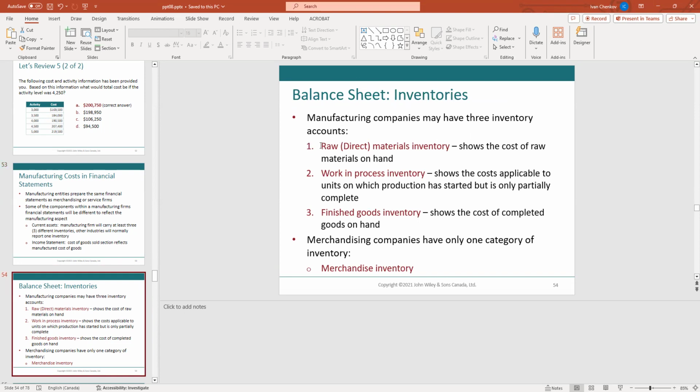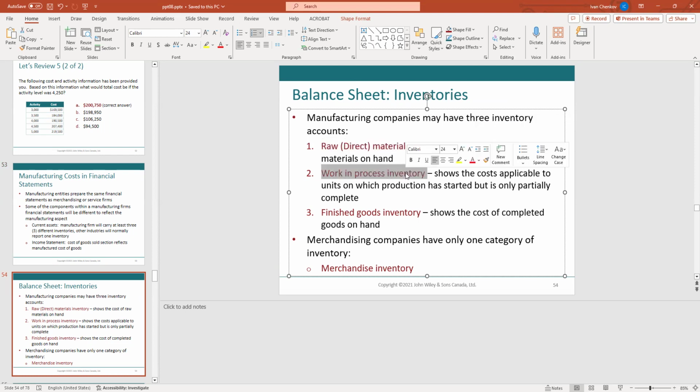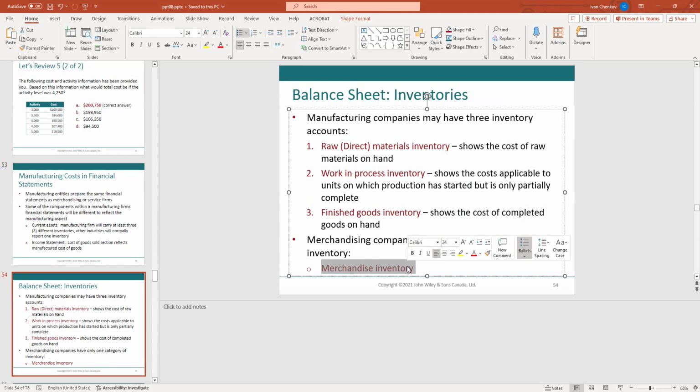In the manufacturing company, we're going to have the raw material inventory first. Then we're going to have work in process inventory. And then we're going to have finished goods inventory. Whereas in the merchandising company, we're going to have only one inventory, which is merchandise inventory.